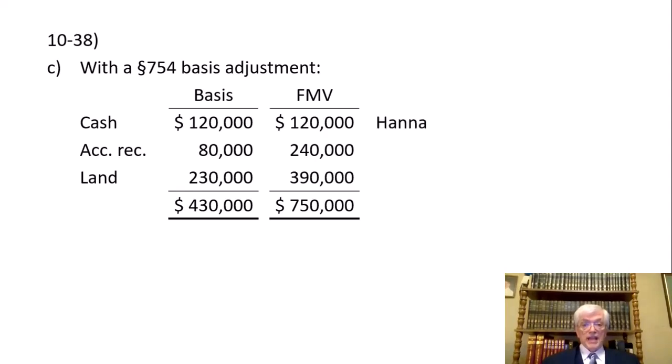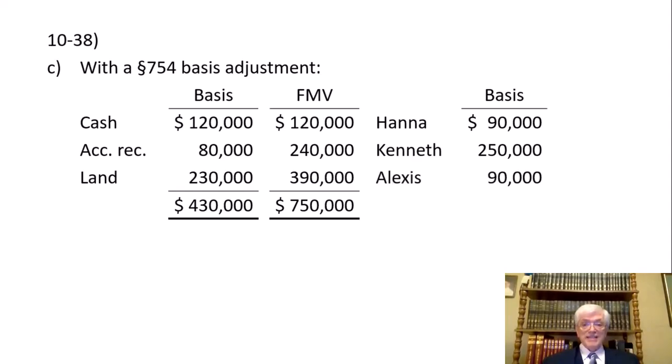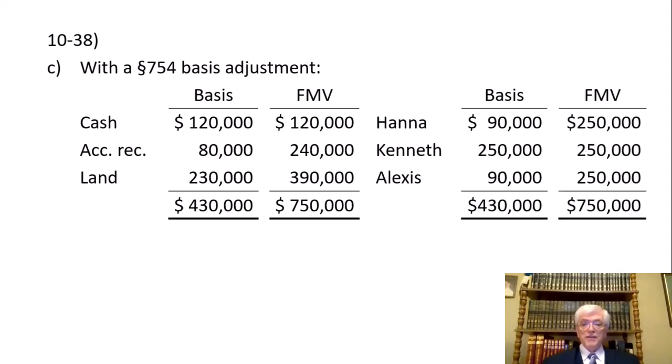Hannah's partnership interest, her basis remains at $90,000. Kenneth's partnership interest, with a 754 basis adjustment, he gets what he paid for it, $250,000. And Alexis, she stays at $90,000. So add that up. 90 plus 250 plus 90 is 430. And then fair market values, once again, have not changed. 250, 250, 250, total of 750. Kenneth's basis is equal to fair market value. Hannah's and Alexis's, of course, are not.